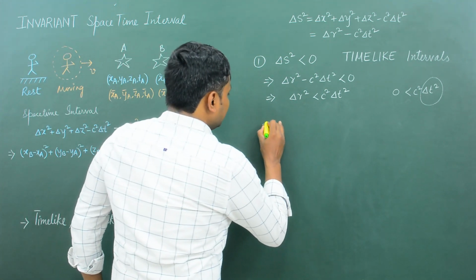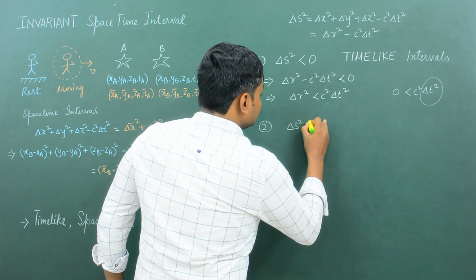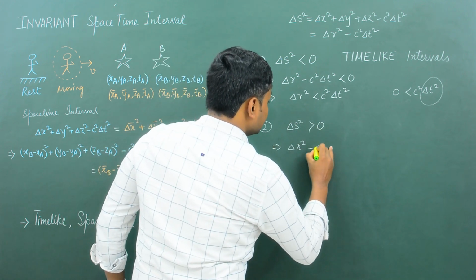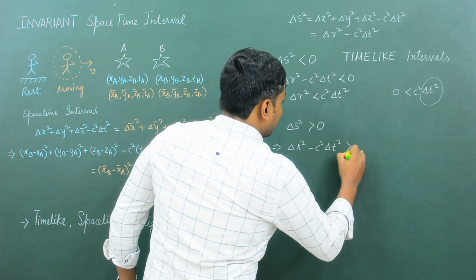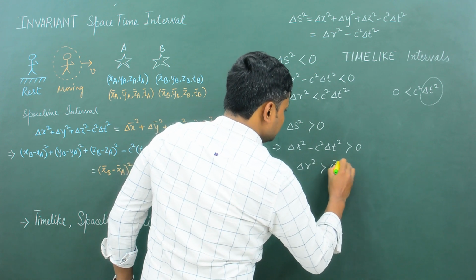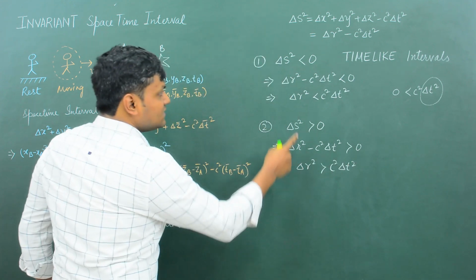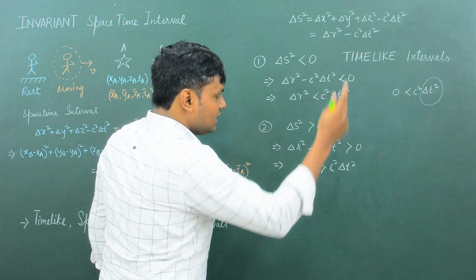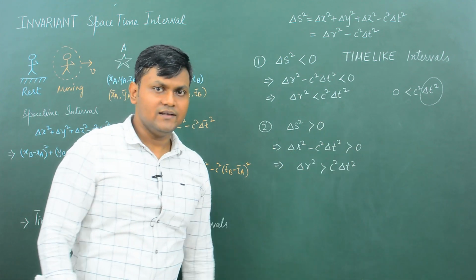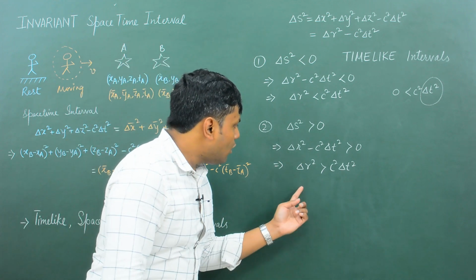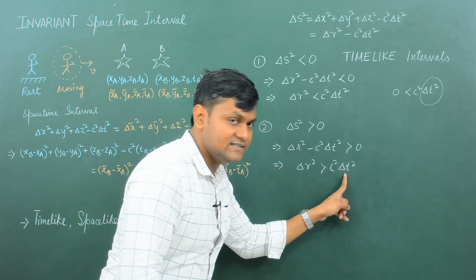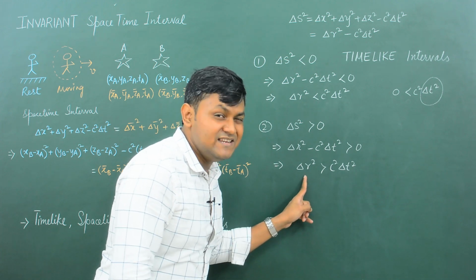Similarly, we can have a second condition where del S square is greater than 0, which simply means that del R square minus C square del T square has to be greater than 0, which simply means that del R square has to be greater than C square del T square. Of course, these are for different physical events. So, for these physical events where del S square is greater than 0, we can always find some inertial frame of reference where del T is 0, but del R is never 0.